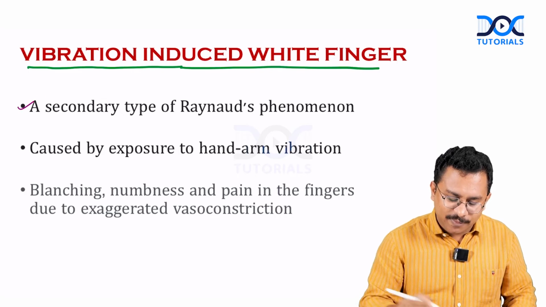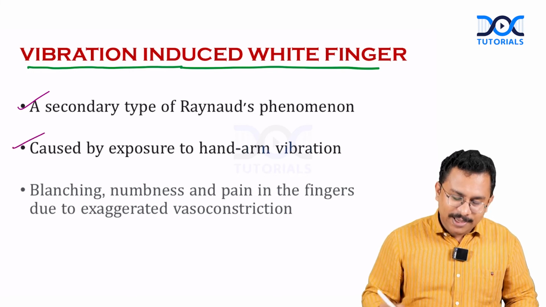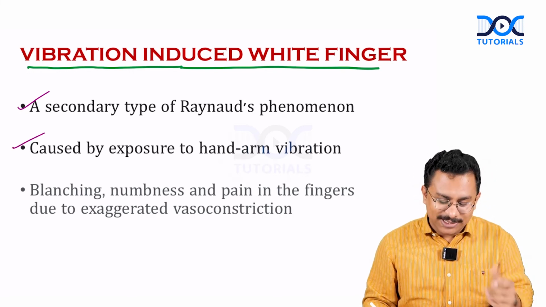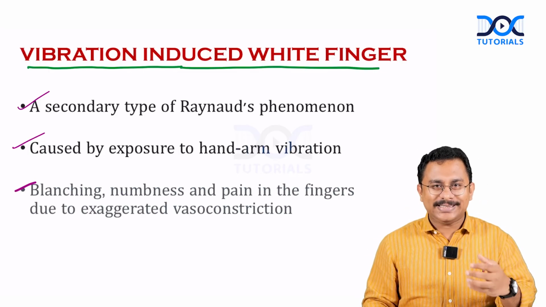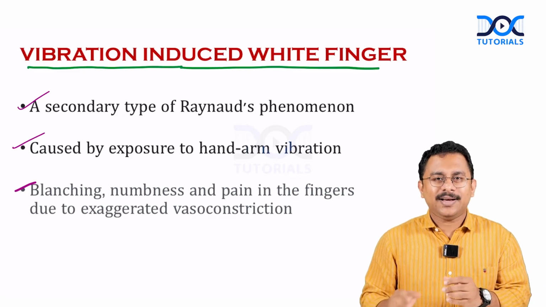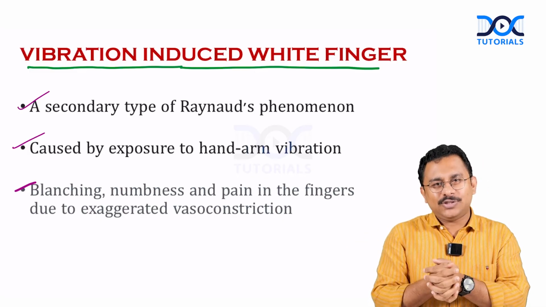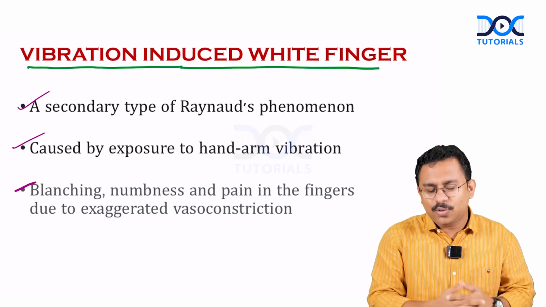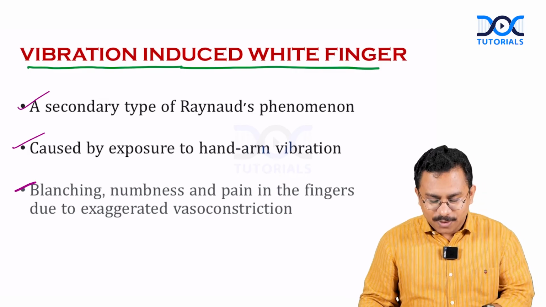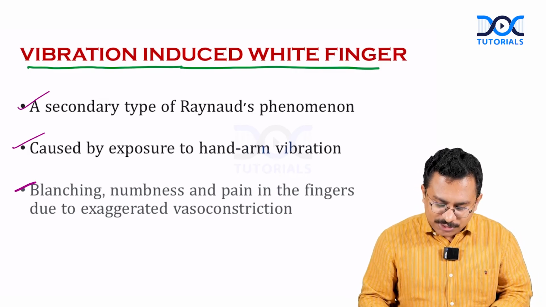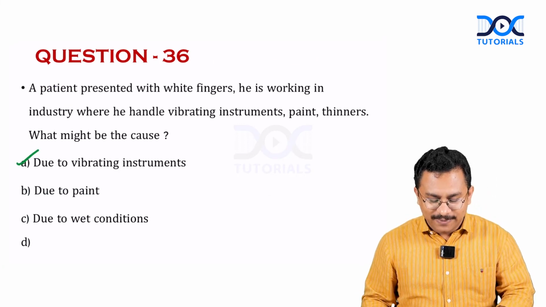This is a secondary type of Raynaud's phenomenon, which is caused by exposure to hand-arm vibration. Basically what occurs is vasoconstriction resulting in blanching, numbness and pain in the fingers due to the exaggerated vasoconstriction. To an extent, the vibration can also cause some damage to the vascular endothelium and subsequently a vasoconstriction as well. So it is multifactorial in etiology. This is called vibration-induced white finger. So this is due to vibrating instruments, not due to the paint or any wet conditions.